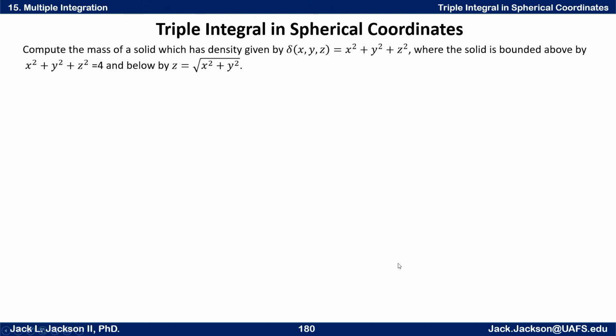Suppose we want to compute the mass of a solid which has density delta of x, y, z equal to x squared plus y squared plus z squared. And the solid is bounded above by x squared plus y squared plus z squared equals 4, and below by z equals the square root of x squared plus y squared. So we have 2 surfaces there, and we're talking about the region in between them. And then we have a density function.